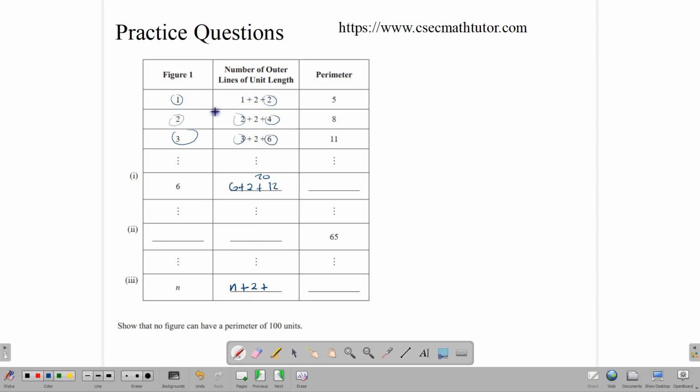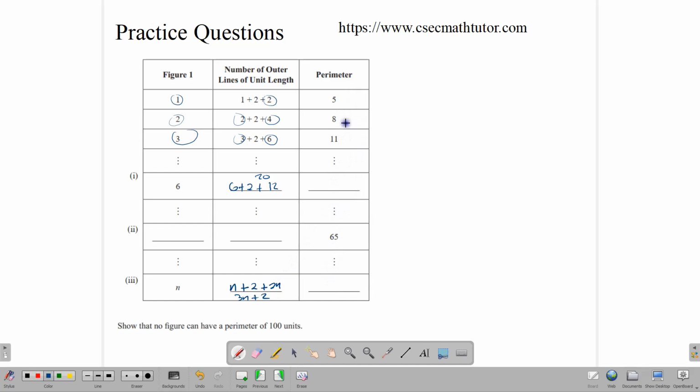2 times 1 is 2. 2 times 2 is 4. 2 times 3 is 6. So this is 2n. So let's simplify this. 2n plus n gives us 3n plus 2. And that's our formula for this one.